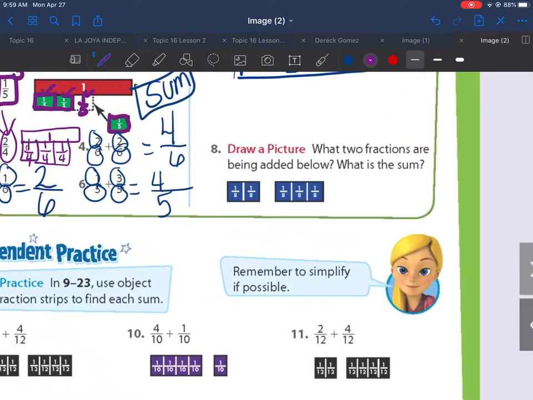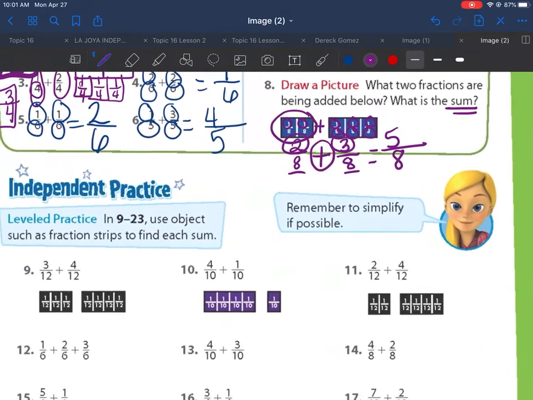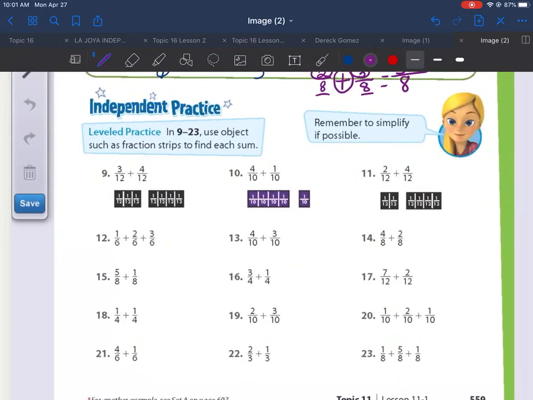Question number 8. What 2 fractions are being added below? What is the sum? Remember, when we're adding, we need the 2 addends. So we're adding 2 numbers here, 2 fractions. This is my first fraction. My denominator stays the same. What is going to be my numerator? 1 plus 1 is 2. What am I adding? Denominator is 8. How many parts do you have? 3. The question says, what is the sum? Sum means to add. Denominator stays the same. 2 plus 3 is 5.